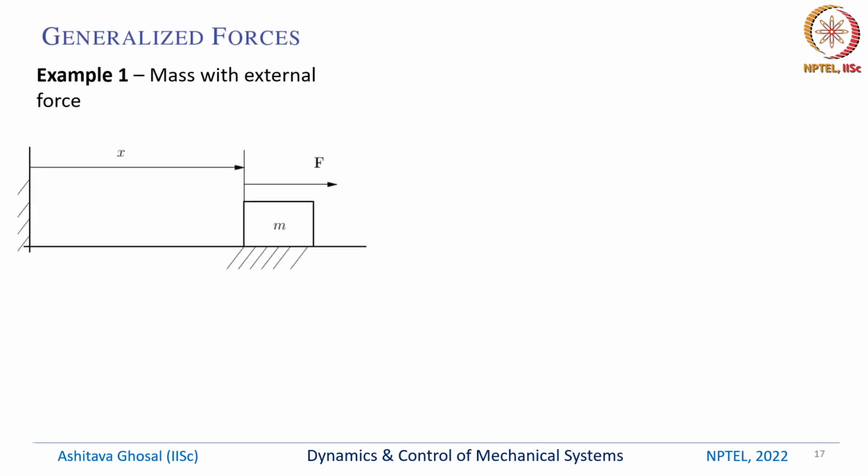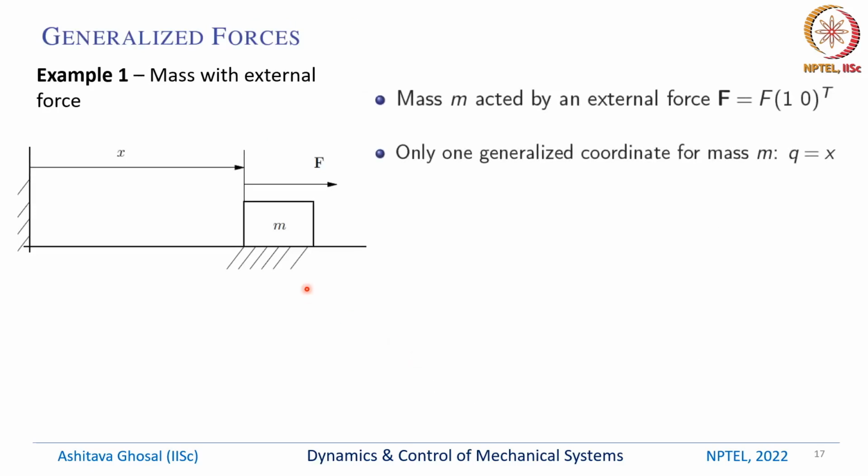So let's look at a very simple example. What do I have? I have a mass m which is acted upon by a force, and the location of this mass is determined by this x. What is this force? F is the column vector 1, 0. It is acting along the x-axis. So there is only one generalized coordinate for this mass. It is obvious. Q is nothing but x. It's the same quantity, whether we describe this mass by x or call it some other quantity Q, and Q is nothing but x in this example.